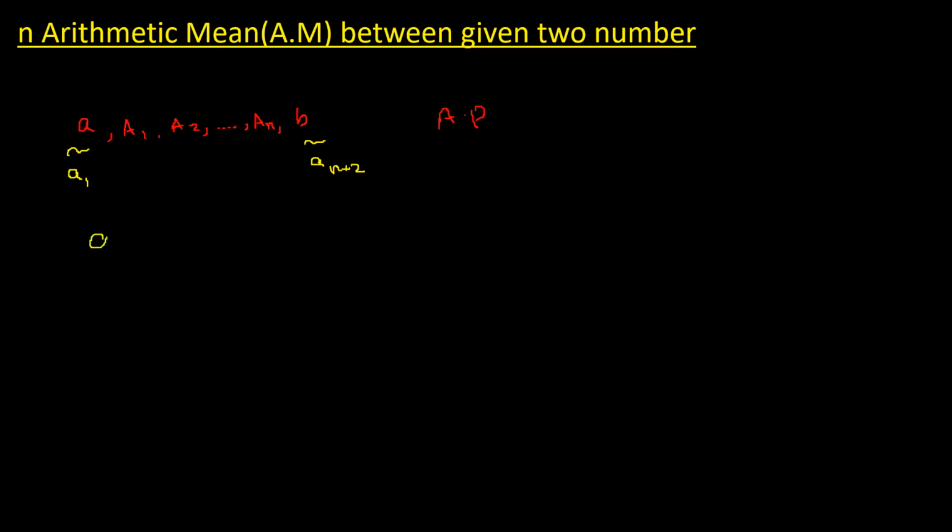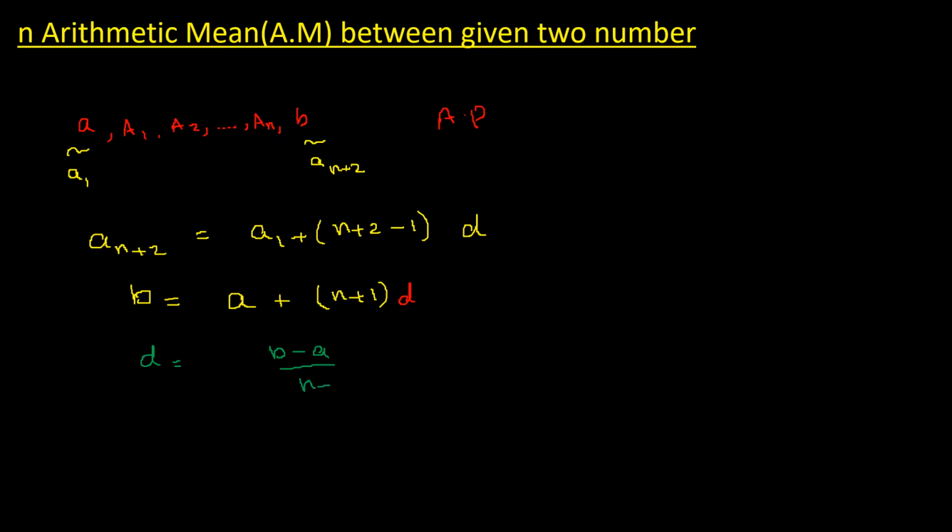Then by the formula of the AP that you can see from the previous video, the nth term is a1 plus (n minus 1) into d, where n is n plus 2. And this last term is given here, this is b, and we have to obtain d. So this is a plus (n plus 1) times d, where d is unknown. So from here you can see that d equals (b minus a) over (n plus 1).